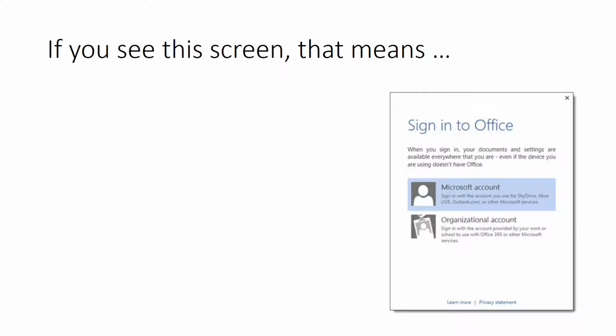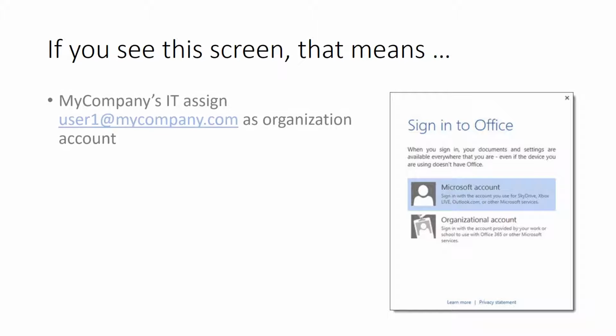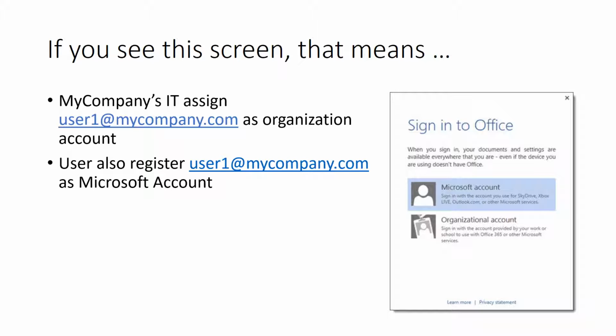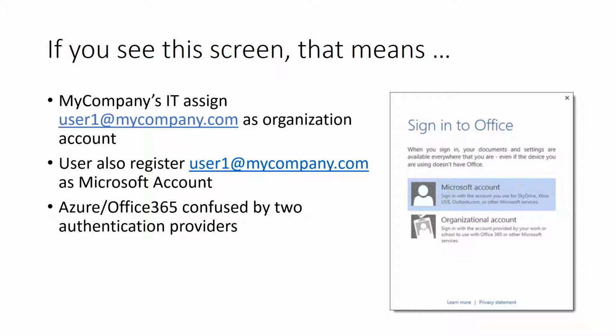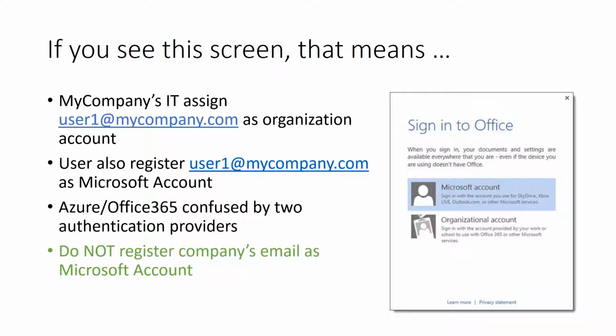But sometimes when you log into Microsoft Azure, you will see a screen like this. That means your company has already registered the whole Active Directory into the cloud, and the user email address is already an organization account. But at the same time, users may also have registered their email address as a Microsoft account. So Azure and Office 365 are confused by the two authentication providers, and they ask a question to clarify. This is a very confusing configuration. Simply, we recommend you do not register your company email as a Microsoft account.